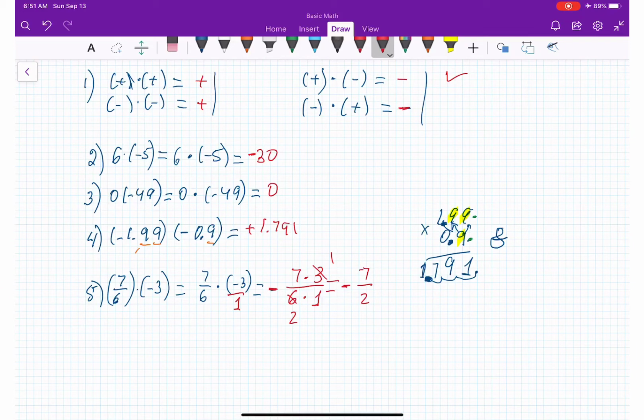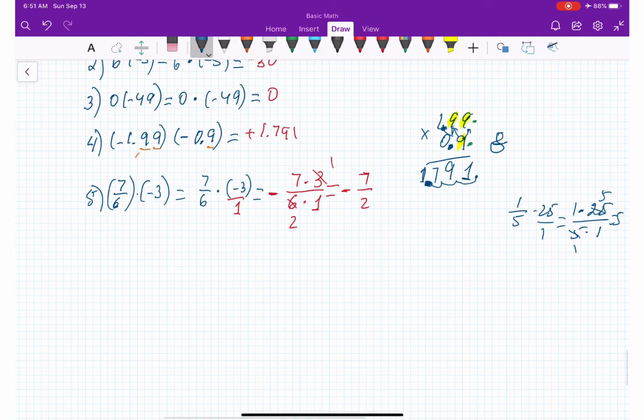So the answer will be -7/2. So the bottom line is, every time you multiply a fraction by a whole number, let's say 1/5 times 25, you represent this 25 as 25/1. And then you multiply numerator by numerator, denominator by denominator, which will be 1 times 25 and 5 times 1. Now 5 and 25 I can divide by 5. This is 1, this is 5, and the answer is 5. Next question, number 6.